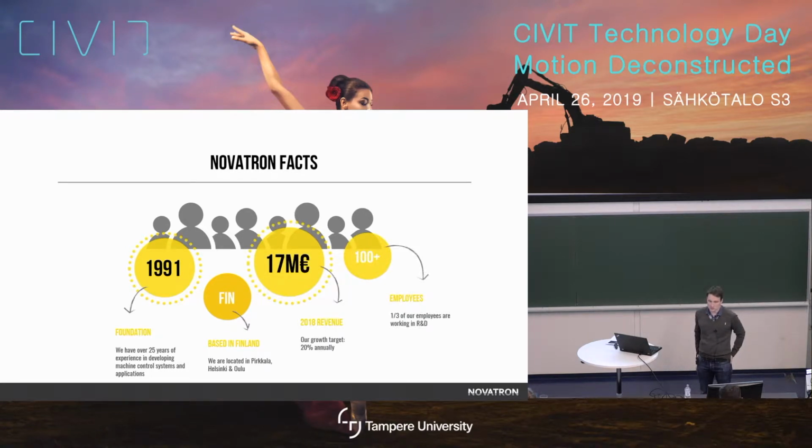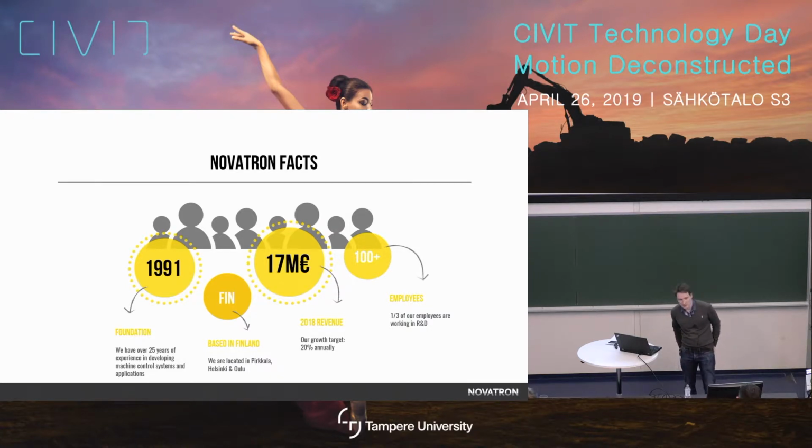So it was founded in '91 just by one man, and so it has over 25 years of experience in developing machine control systems. We are based in Finland, in Pirkkala, as was told. And in Pirkkala, we still have our main office space, but we also nowadays have offices in Oulu and Helsinki.